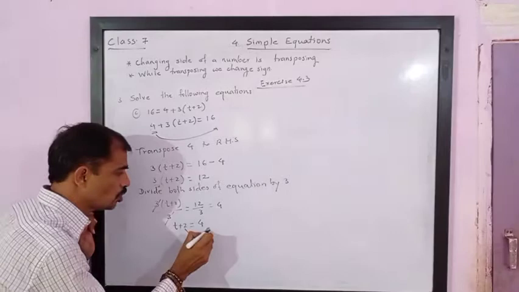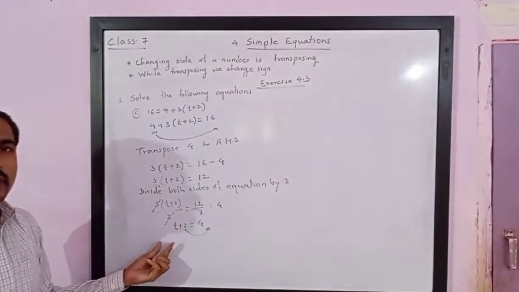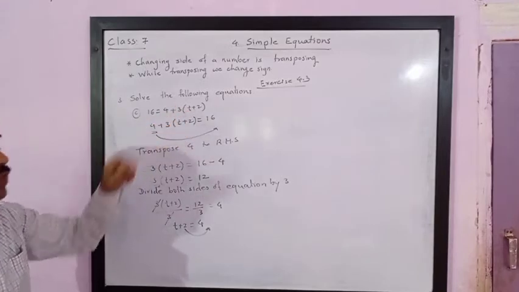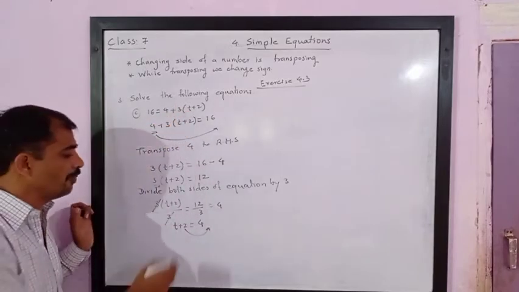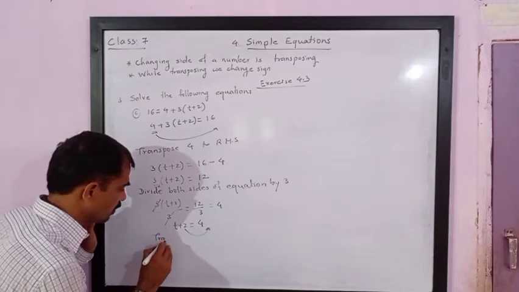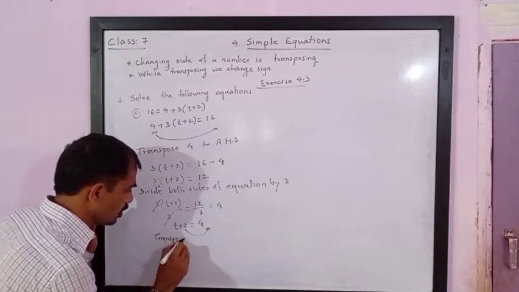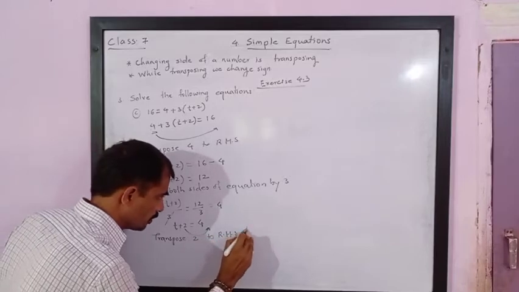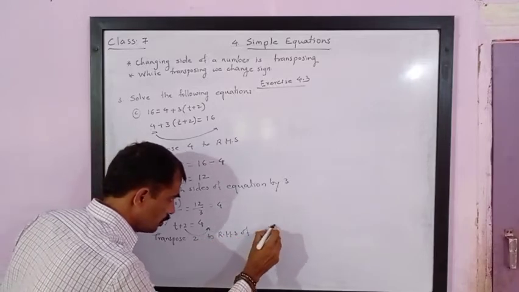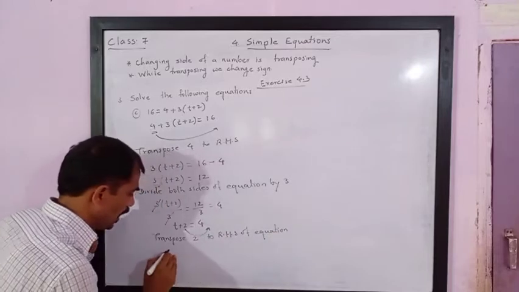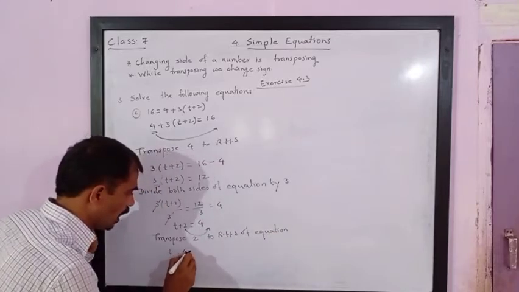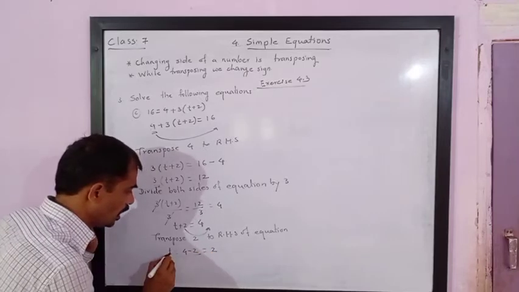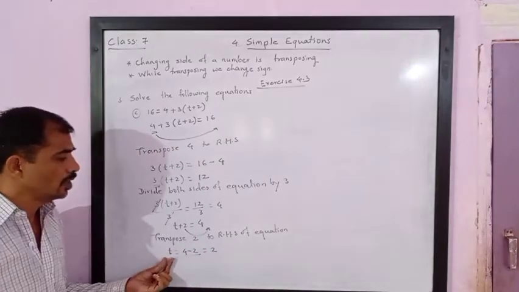Now if you transpose 2 to the right hand side, on this side only t will be left, and that was the only question asked. Find the solution means we have to find the value of the variable, that is t in this case. Now transpose 2 to the right hand side of the equation. So you will get t is equal to 4 minus 2. That is equal to 2. Now we have got t is equal to 2.